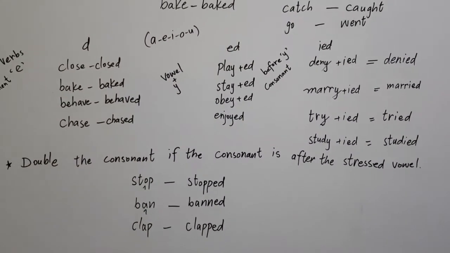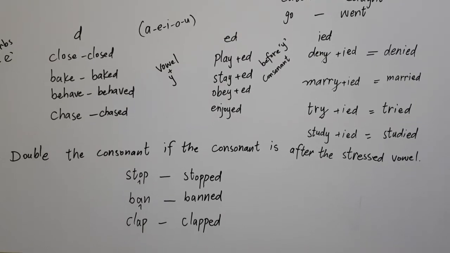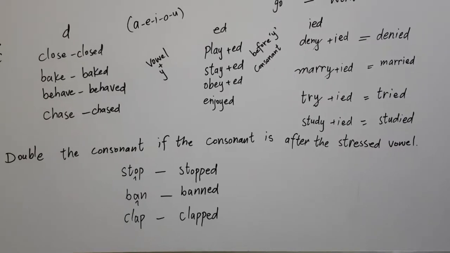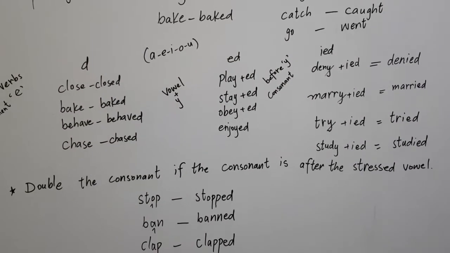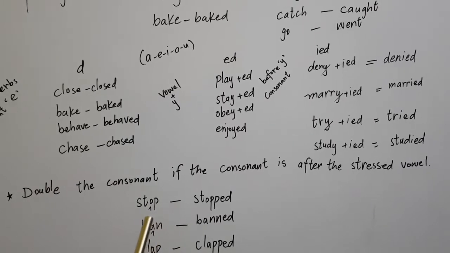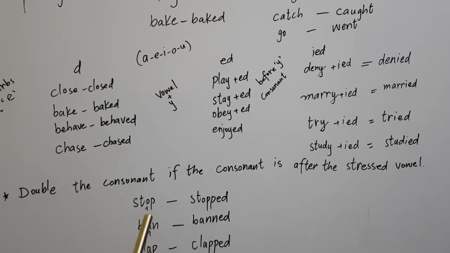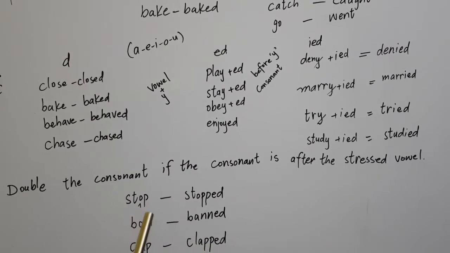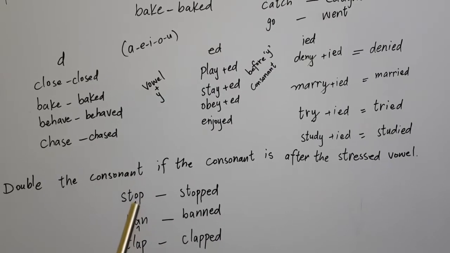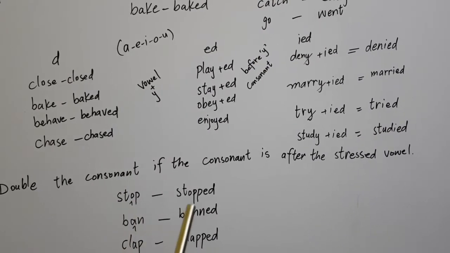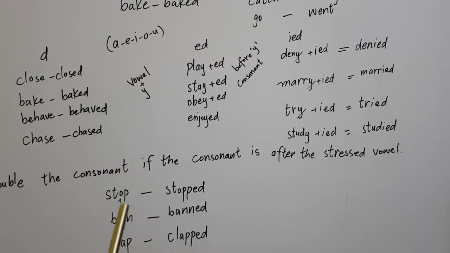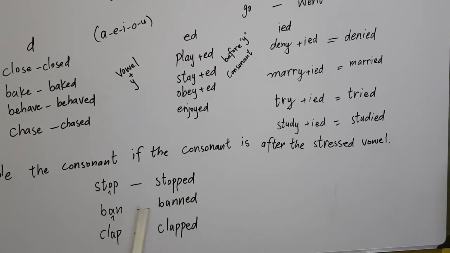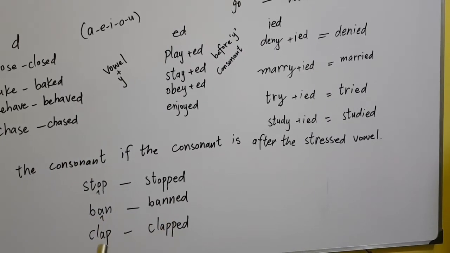One more rule is this: we have to double the consonant if the consonant is after the stressed vowel. The last letters have a vowel before them, and this vowel is stressed, just like stopped. Here the sound is very clear, stopped, stressed. So we double the last letter and add ed. Stop, stopped, ban, banned, clap, clapped.